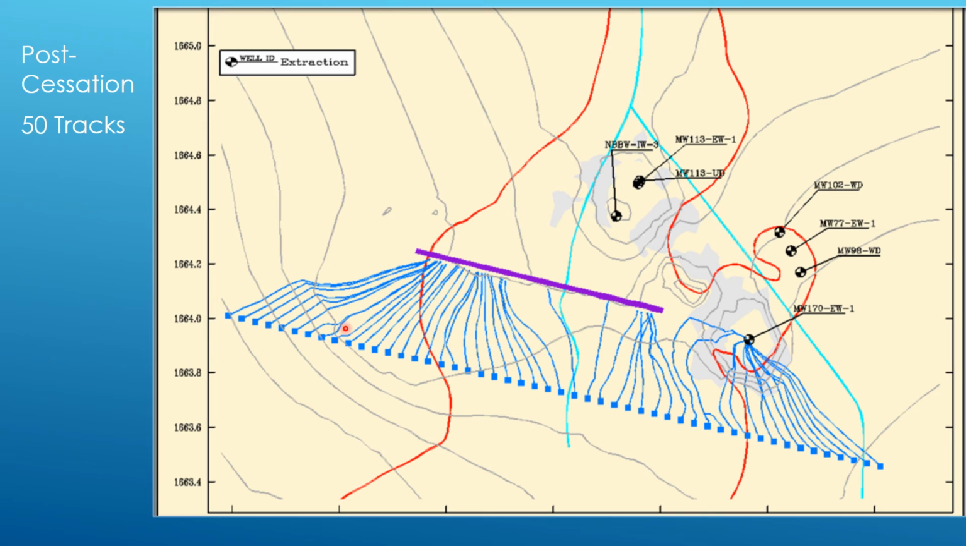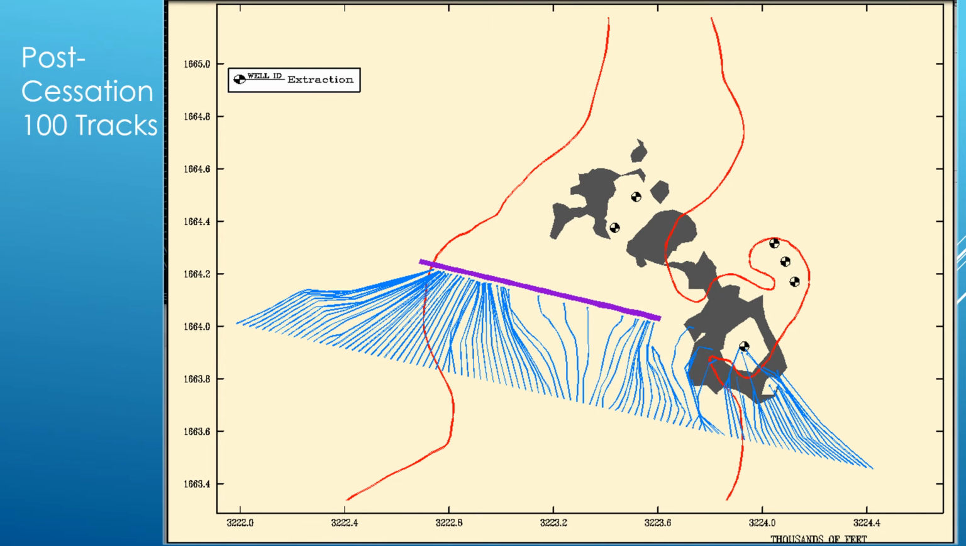Most of the evaluations we performed started with 50 particle tracks, 50 starting locations. This is the same slide we've been looking at for the post-cessation. We just blew it up a bit here. We also looked at some others. This slide shows what happens when we have 100 tracks. And although we get a lot more particle tracks, it still shows that they all flow towards, converge on the north boundary barrier wall system or into the extraction well MW170 EW1.